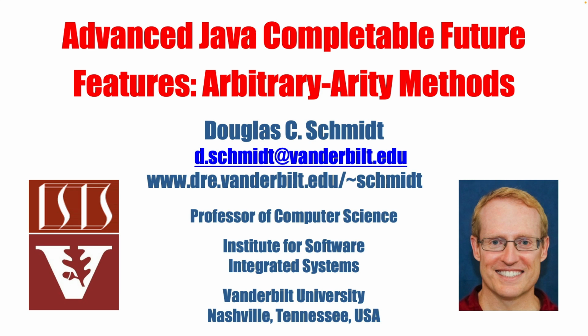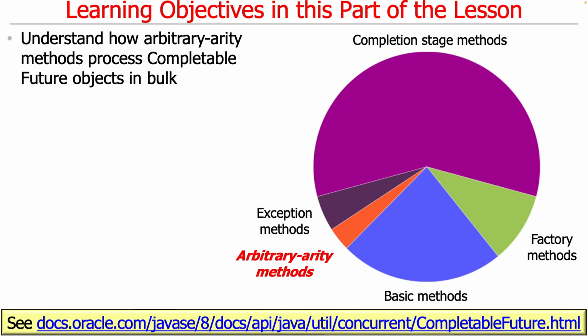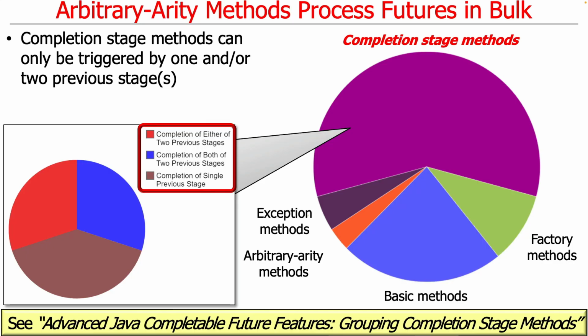So we're wrapping up the final part of our discussion of completable futures. We just have a few more lessons to go here. I want to talk about the final set of features, which are these so-called arbitrary-arity methods. And arbitrary-arity methods, as we've talked about, are going to process a group of completable future objects in bulk. So let's talk about what that means.